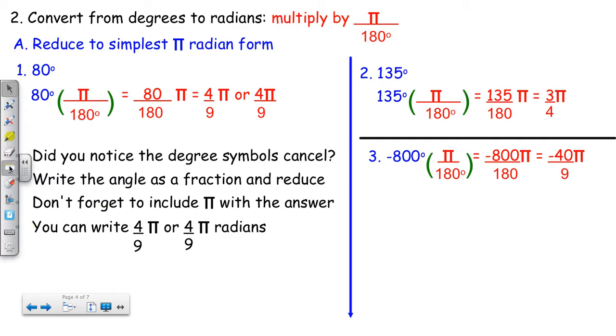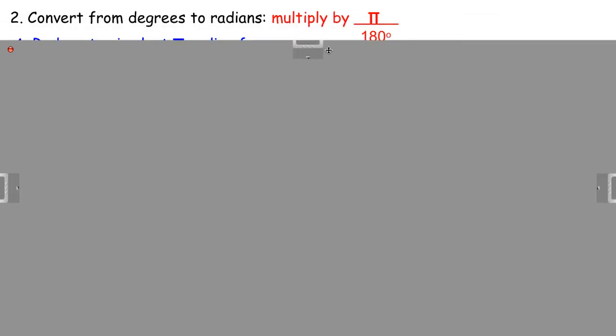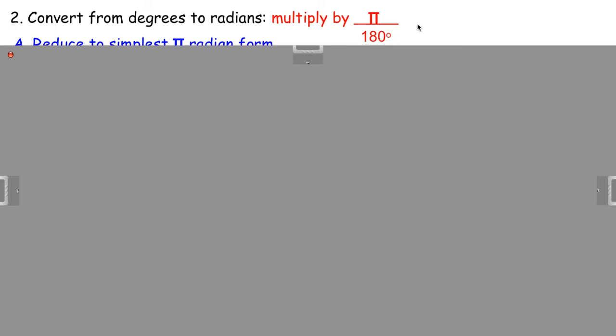All right, so now here's what I want to do. Now that I am an expert at converting from radians to degrees, I want you to be able to convert from degrees to radians. So now we're going to go in reverse with this, because I want the answer to be in radians. The pi has to be on top.